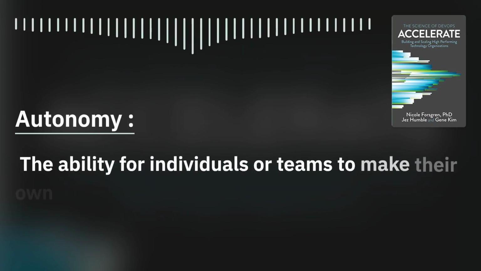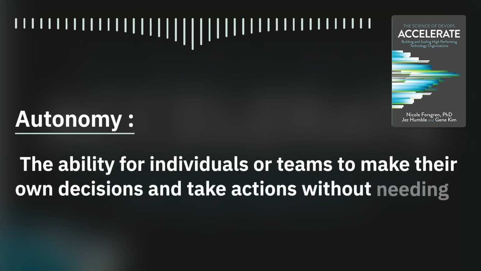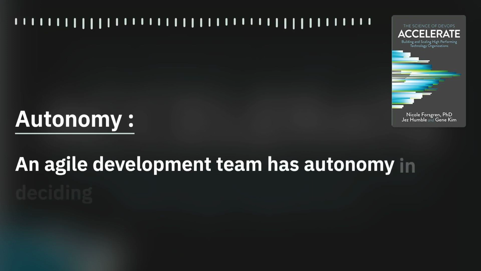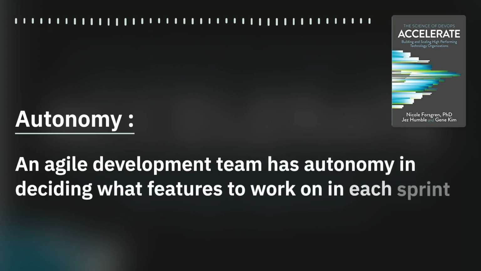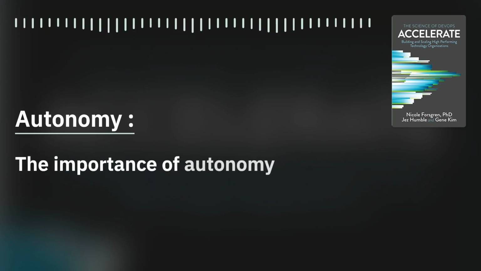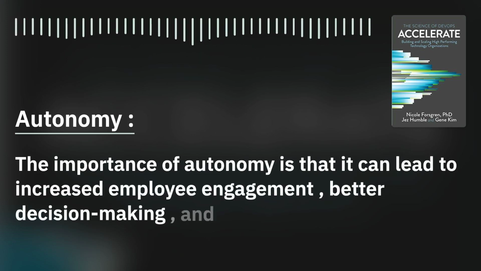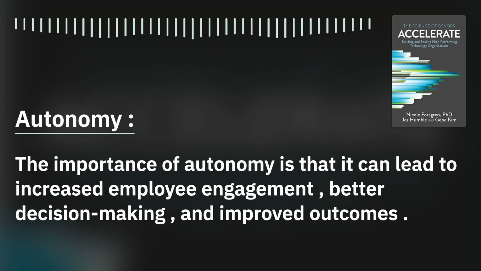Autonomy: the ability for individuals or teams to make their own decisions and take actions without needing approval from higher-ups. An Agile development team has autonomy in deciding what features to work on in each sprint. The importance of autonomy is that it can lead to increased employee engagement, better decision-making, and improved outcomes.